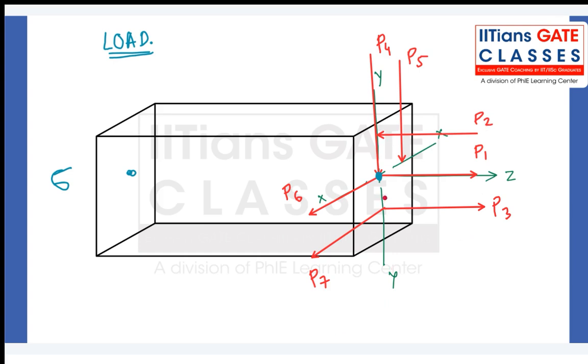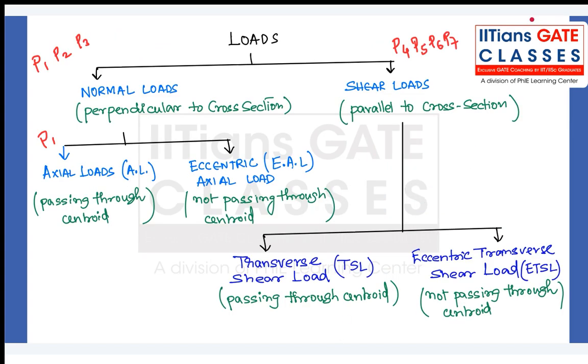Come on, guys. P2 and P3. Can you see this? P2 and P3 are normal loads, but they are not passing through the centroid. One is above the centroid, the other one is below the centroid. So they are going to be eccentric axial loads.